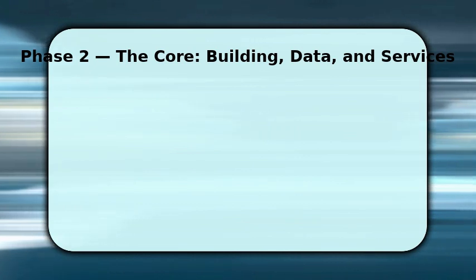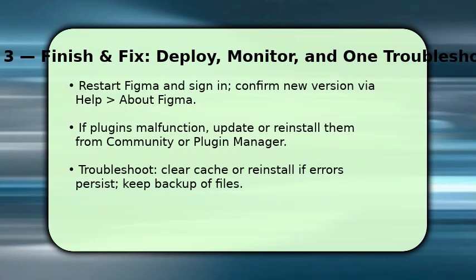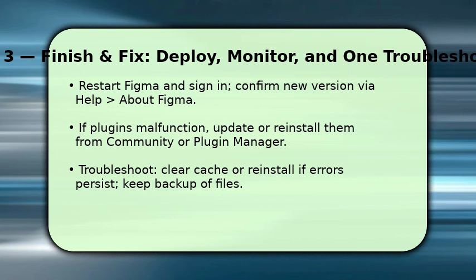If the auto-update stalls, quit Figma completely and rerun the installer with admin privileges. That often forces a clean replace of app binaries. Once installation finishes, restart Figma and sign back in. Check the new version number under Help, About Figma, so you know the update applied.